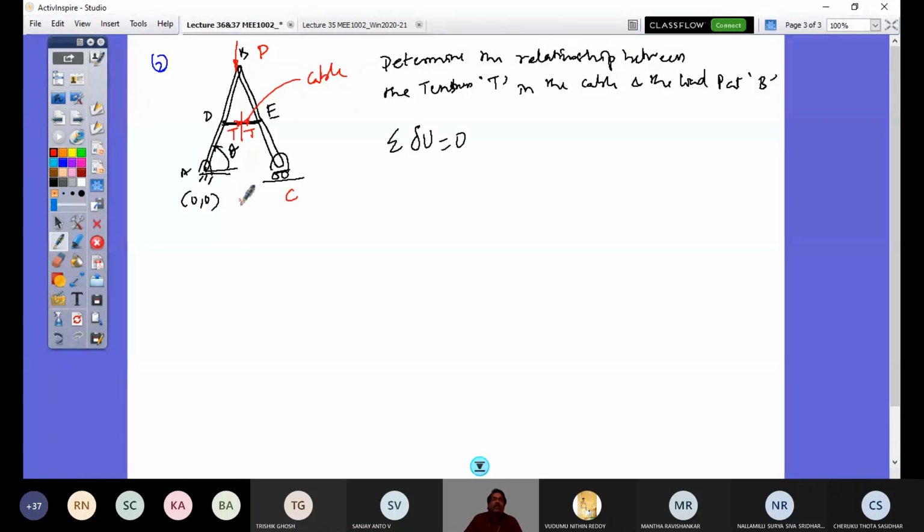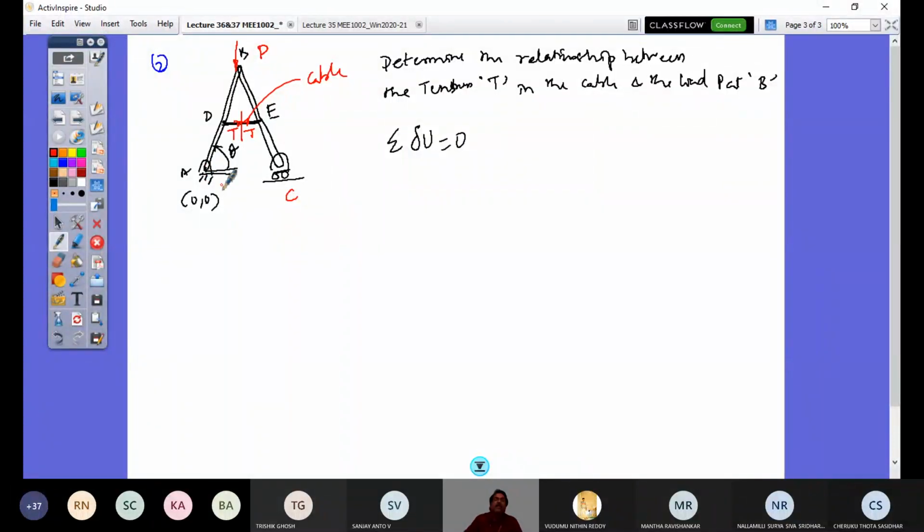Both I should consider. So one tension force is pulling point D, acting at D. Another one is acting at E. So I have these two forces and this P. And of course, I have a reaction here at right angle at the roller that will not participate in the equation. And here point A is a fixed point in the connected system. So though it has a hinge support, the point will not move from that point. So there is no external work there also.